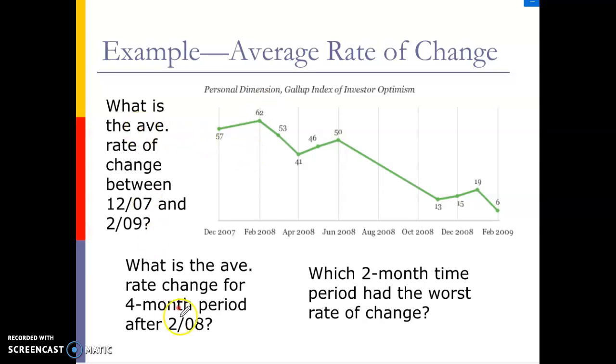All right, so we're looking at three different questions. What is the average rate of change between December '07 and February '09? What's the average rate of change for a 4-month period after February '08? And what 2-month time period had the worst rate of change? Those are our three questions that we're going to answer using this graph.